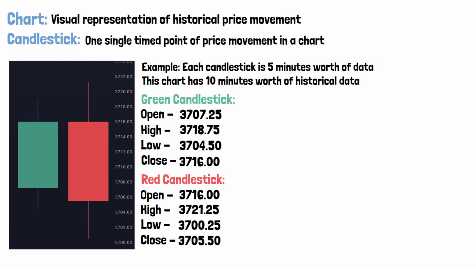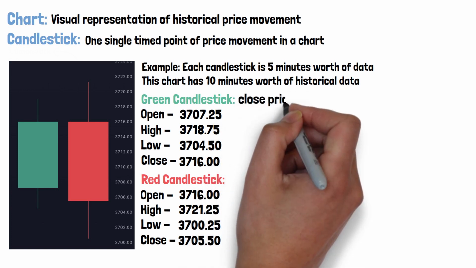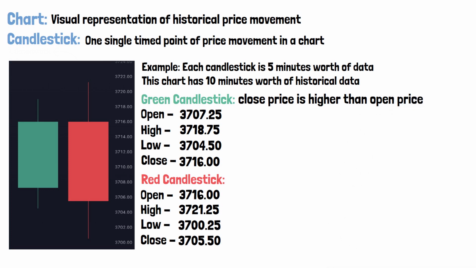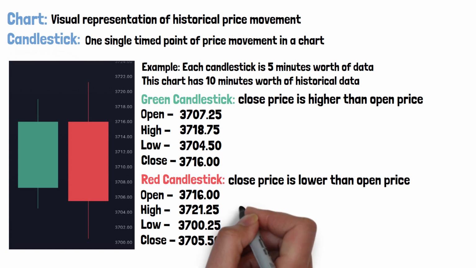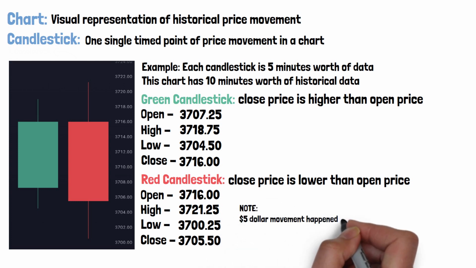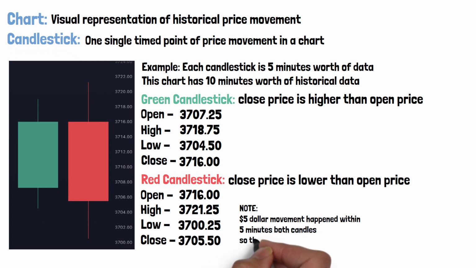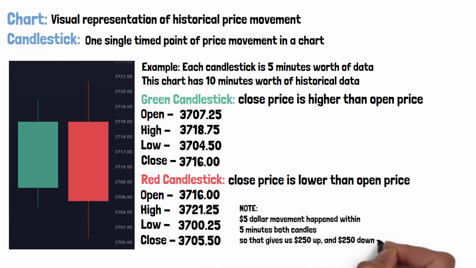But one candle is allotted the same amount of time, 5 minutes. If these candles represented 1 hour, then this chart would simply be 2 hours of data. If we had 5 candles, 5 hours, and so on. You might already notice what gives the candlesticks their color. For the green candlesticks, it's when the close price is higher than the open price. For the red candlesticks, it's when the close price is lower than the open price. Note that a $5 movement happened within both 5-minute candles, and that would give us $250 on the way up and $250 on the way down, giving us 500 potential dollars.